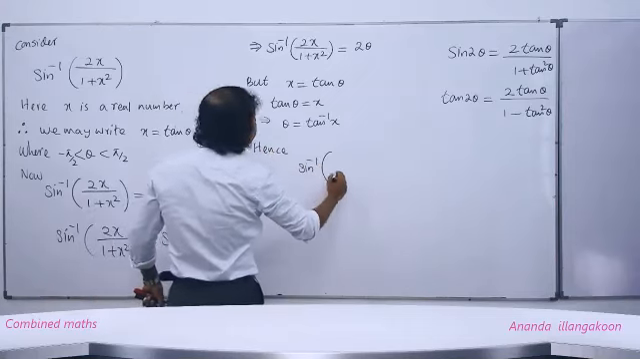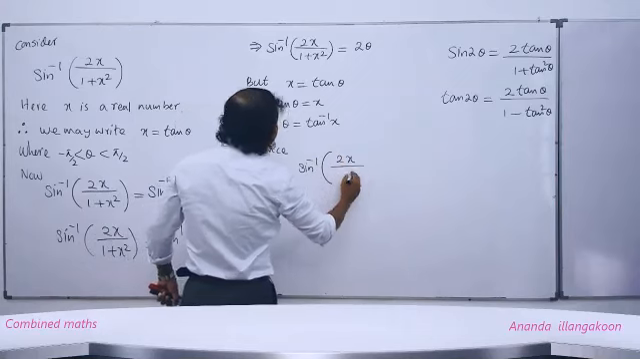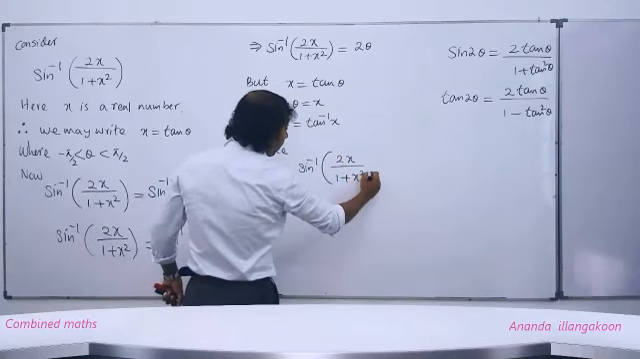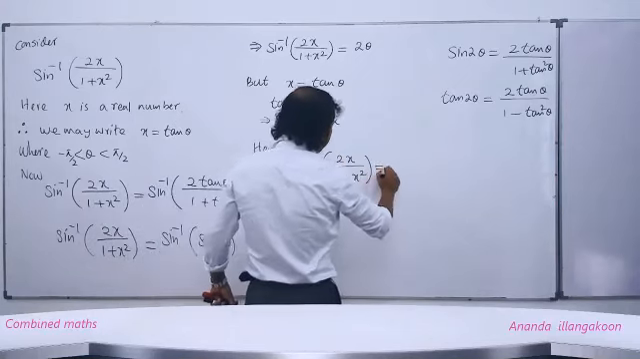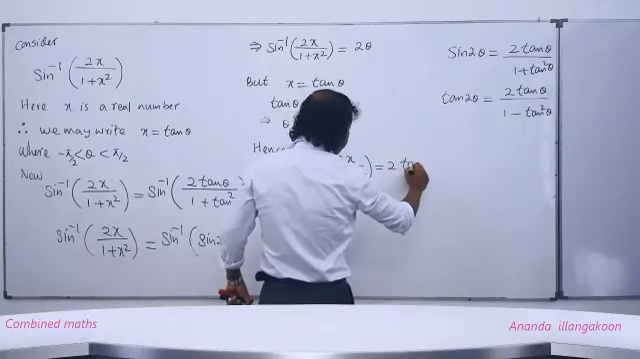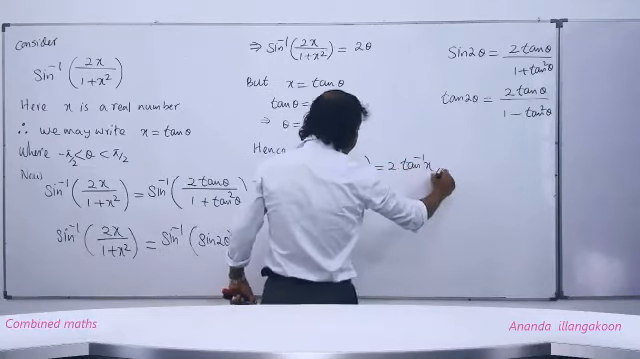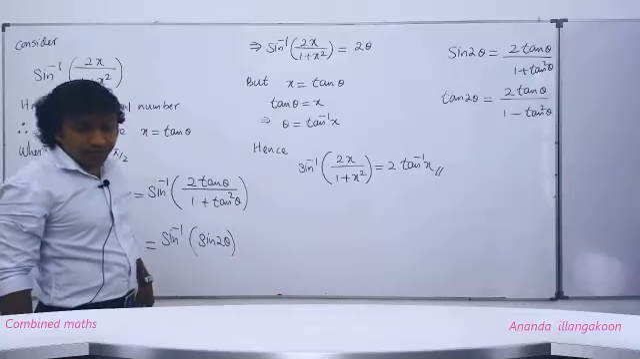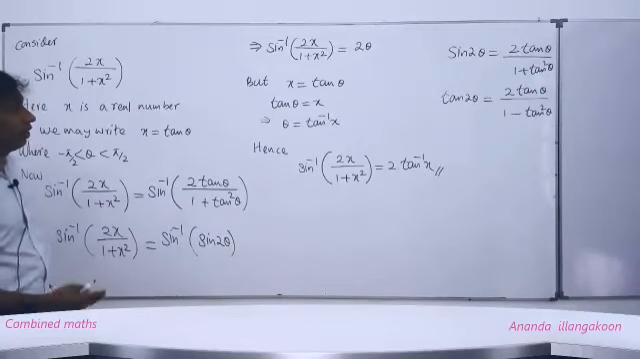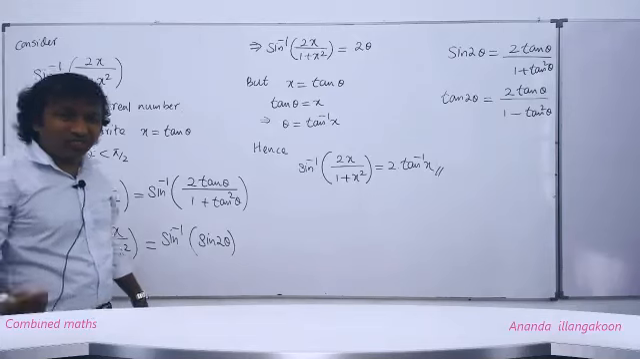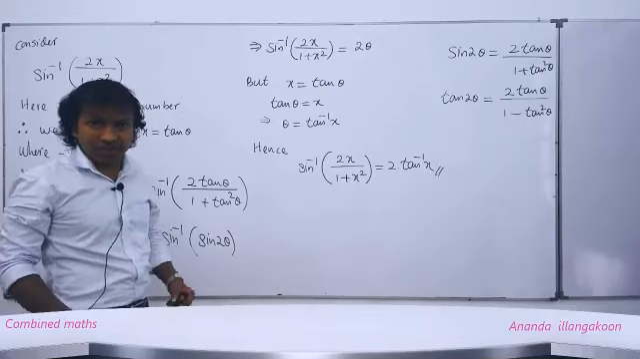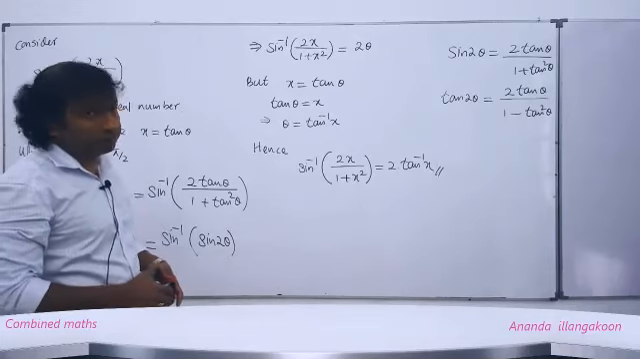Sin inverse 2x upon 1 plus x squared is equal to 2 times tan inverse x. This is how we simply prove it. Though we took nearly 15 minutes to prove this one, this is 15 seconds. Understand? But at the beginning, people, learn in detail.